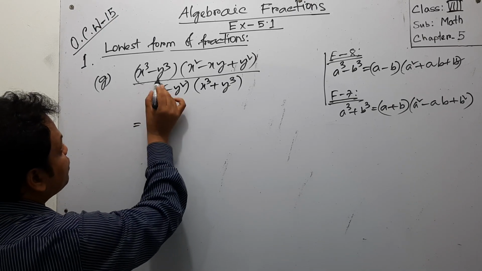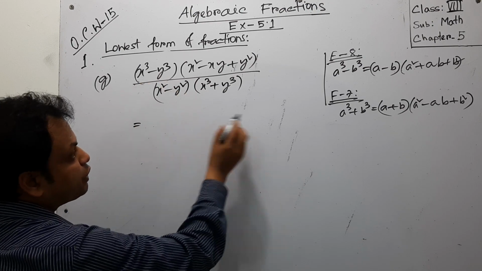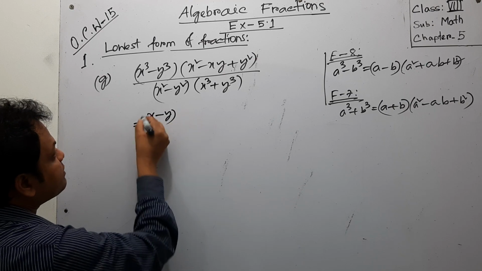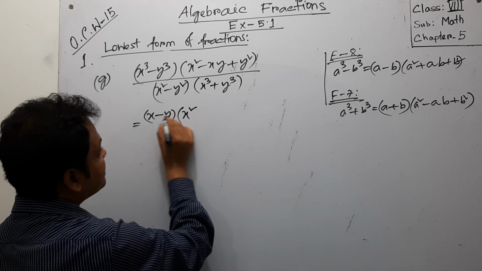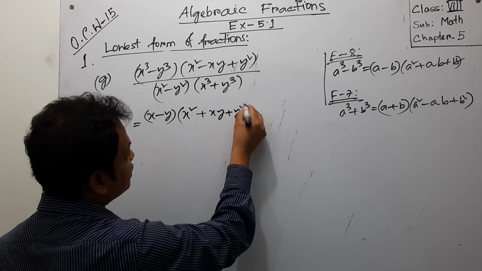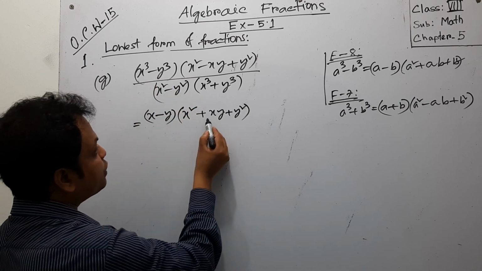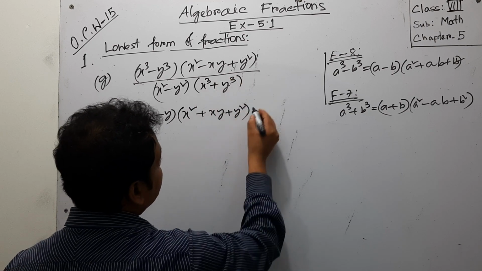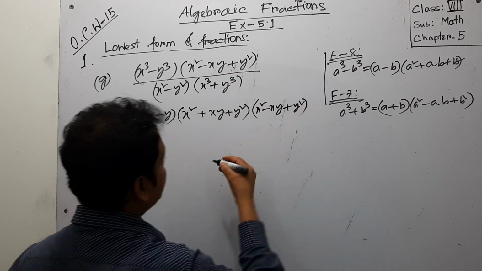So x cube minus y cube, consider x as a, y as b, then it will be a cube minus b cube. So it will be a minus b, that is x minus y, into a square, that means x square, plus xy plus y square. So we have got the factors of x cube minus y cube: x minus y into x square plus xy plus y square. And here is x square minus xy plus y square.